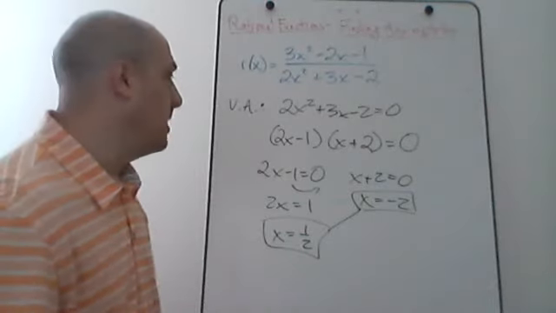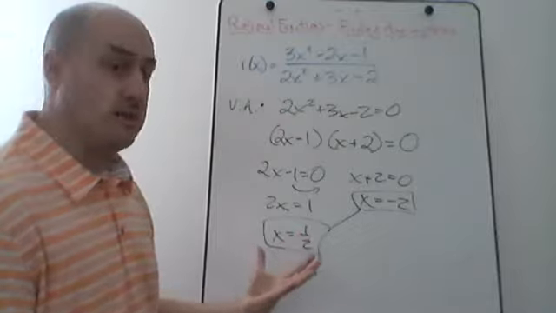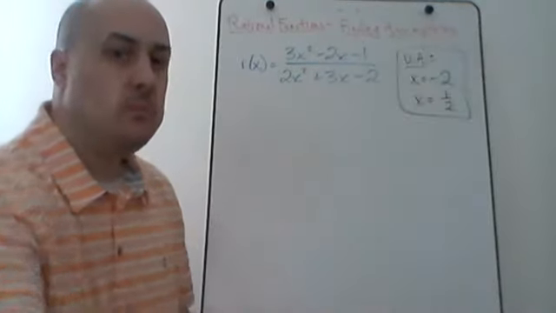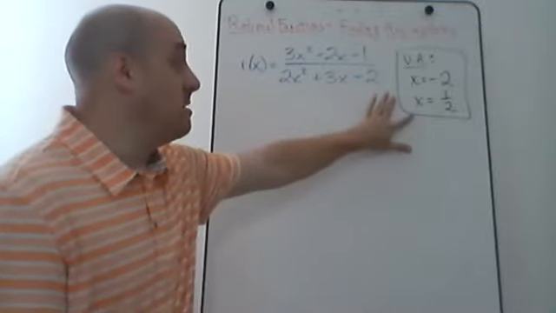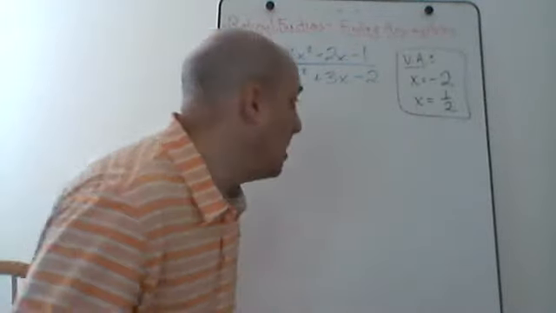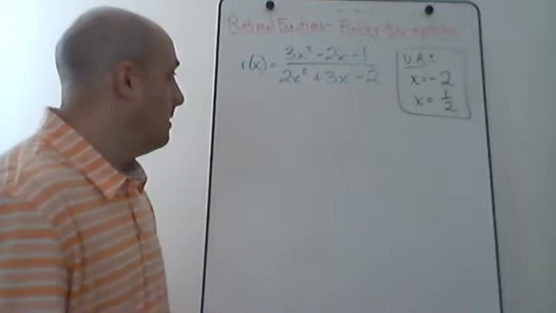I'm going to pause this recording again and erase the stuff that's up here so that we can then do the horizontal asymptotes. All right, so I erased all that work we just did for the vertical asymptotes. I put our answers up here just so we remember where our vertical asymptotes are. But now we're going to try to find the horizontal asymptote of our function.